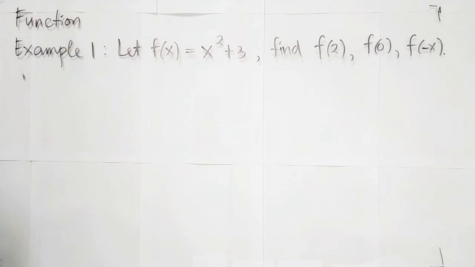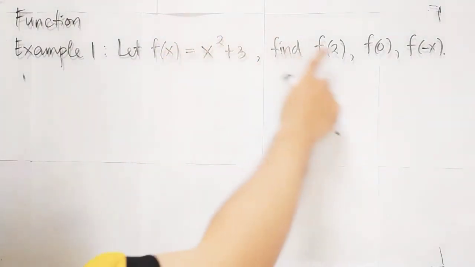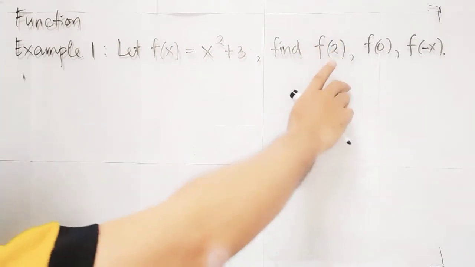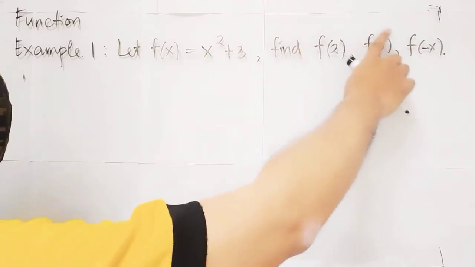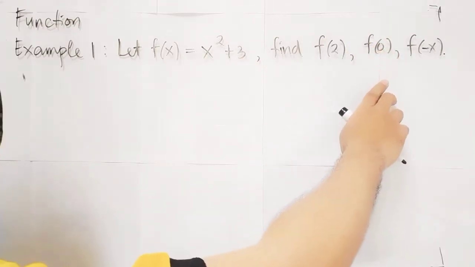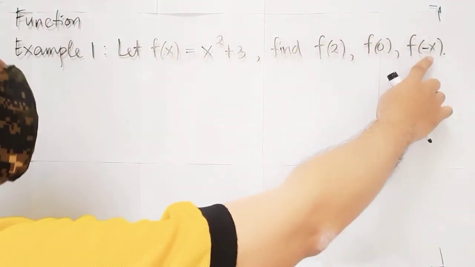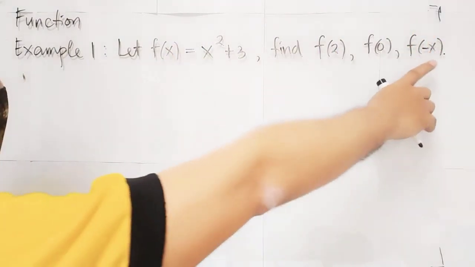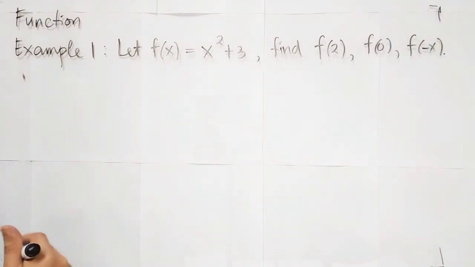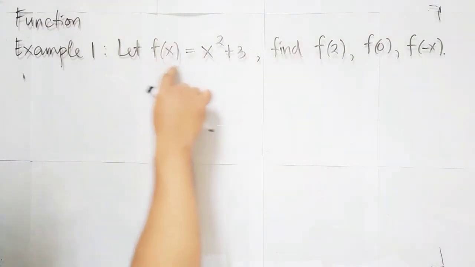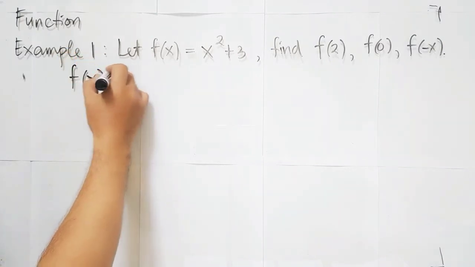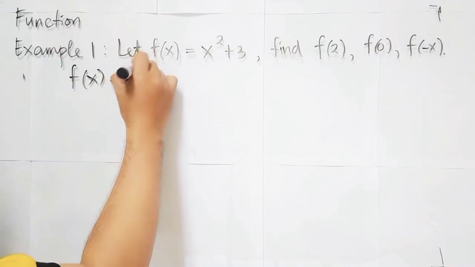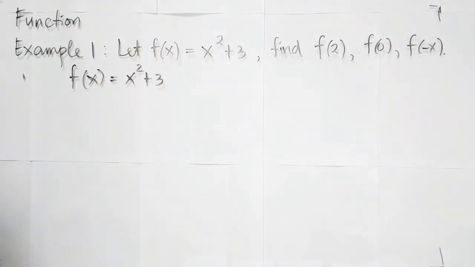To solve this problem, all we have to do is substitute the value of x as 2 if we're going to find f of 2, substitute the value of x as 0 if we're going to find f of 0, and substitute the value of x as negative x if we're going to find f of negative x. Again, we write the equation: f of x is equivalent to x squared plus 3.